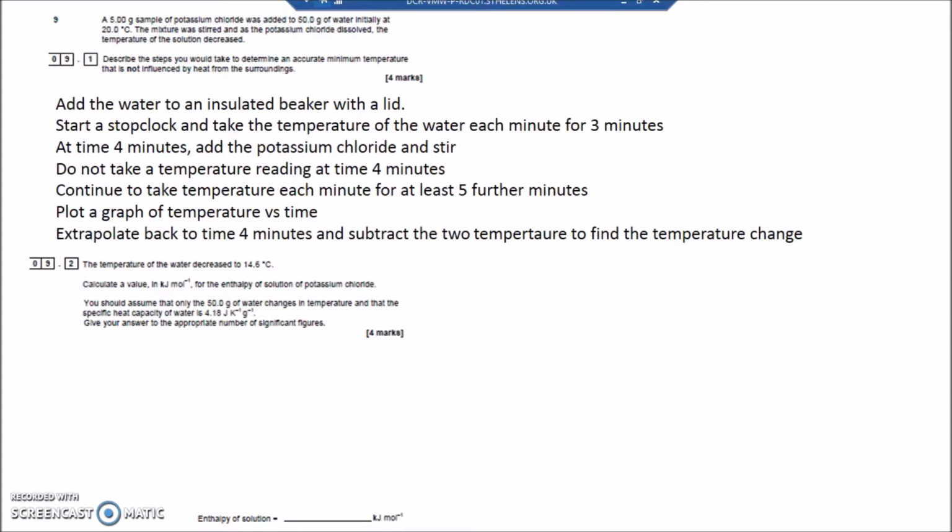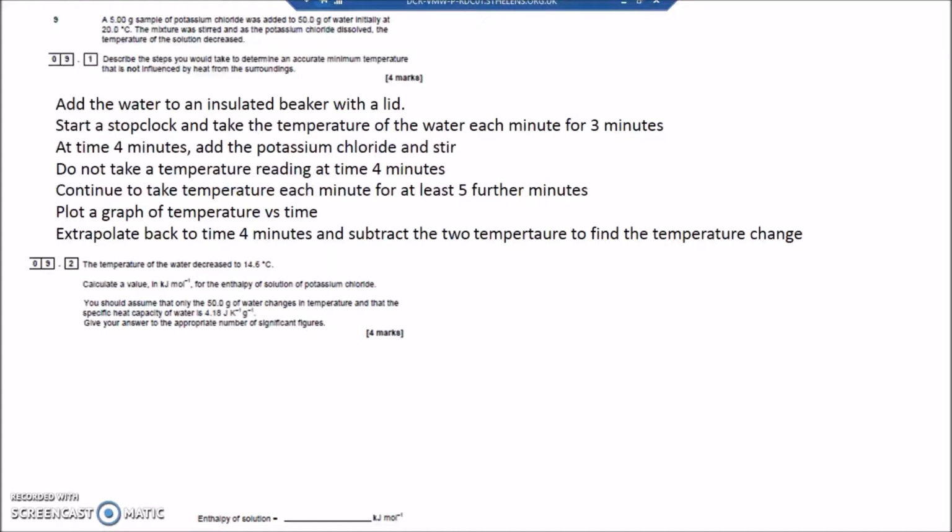At time 4 you're going to be adding the potassium chloride to the water and stirring. You don't take the temperature at 4 minutes because that's when you're adding the potassium chloride and stirring. Continue to take the temperature each minute for at least 5 further minutes. Plot a graph of temperature versus time. Extrapolate, which means extend the lines, the first line forward to 4 minutes and the second line backwards to 4 minutes, and then measure the two temperatures and subtract them to find the temperature change.